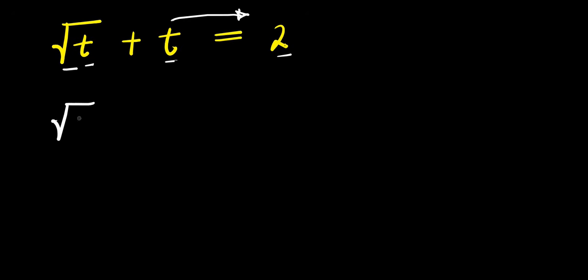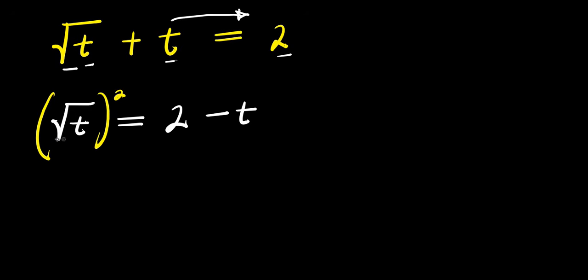Then this gives us square root of t equals 2 minus t. Now what we can do will be to take the squares of both sides of this equation in order to eliminate the square root. So we take the squares.